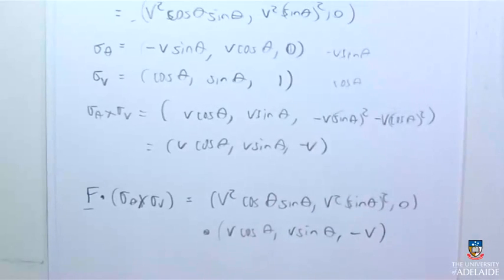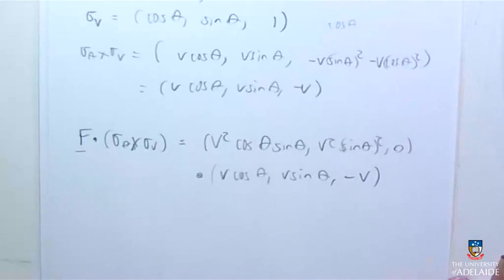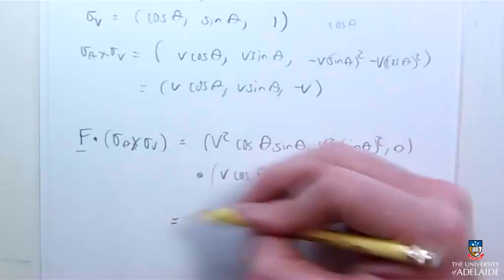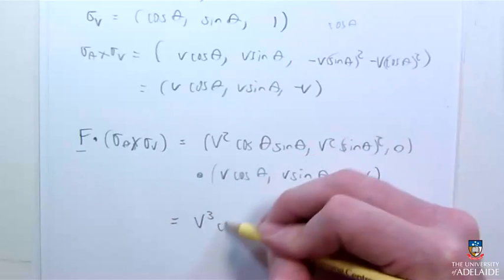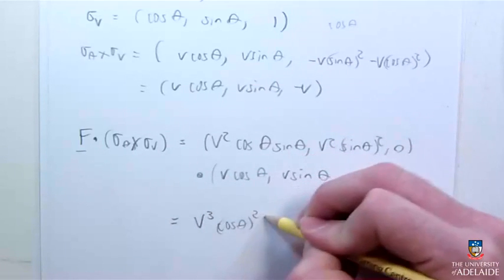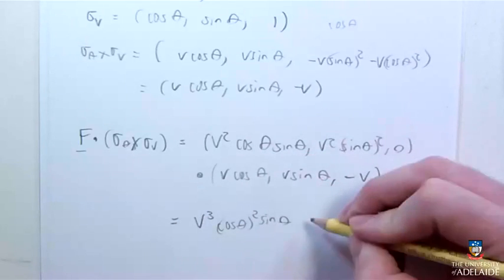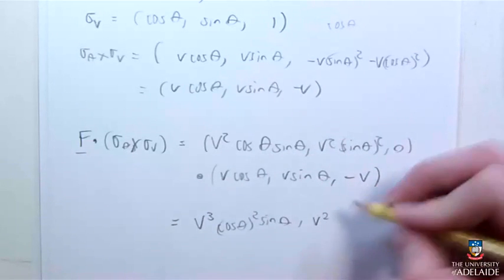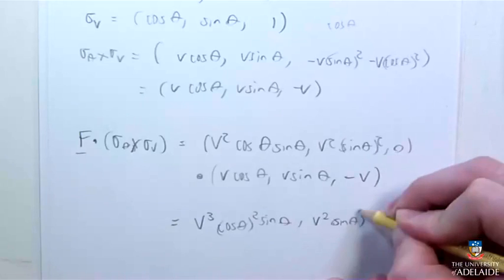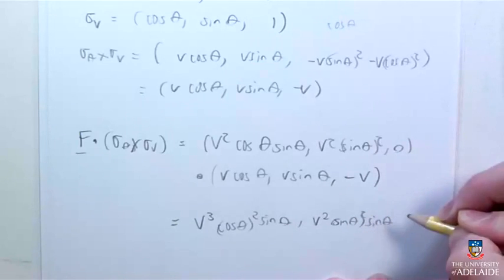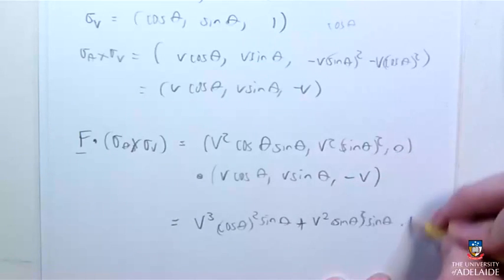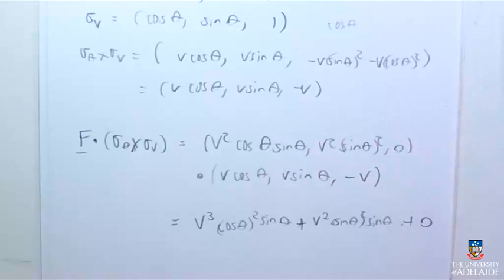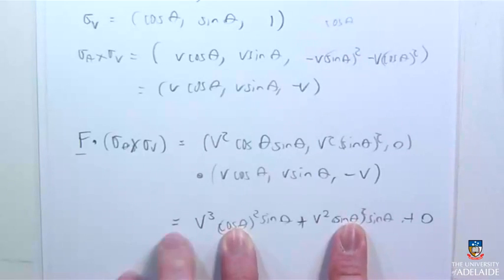Oh, the minus v disappears anyway. So what have I got? I've got v cubed cos theta squared sine theta. And I've got v squared sine theta squared sine theta. I've done that for a reason. And 0. Because this has got a cos squared and this has got a sine squared, so when they add together it'll be the other bit.